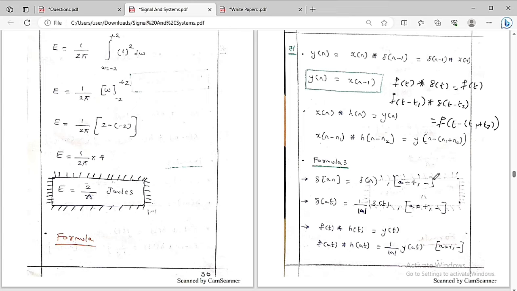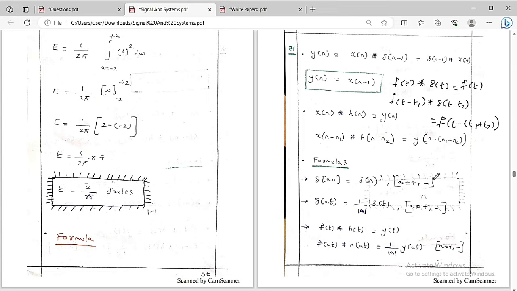That is the reason delta of t, the continuous time impulse signal, is an unbounded signal. Therefore we can say delta of n is always equal to delta of an, whether a is positive or negative, whereas delta of at is always equal to 1 by mod a into delta of t, where a can be either positive or negative. So this is a huge difference between the continuous time case and the discrete time case.